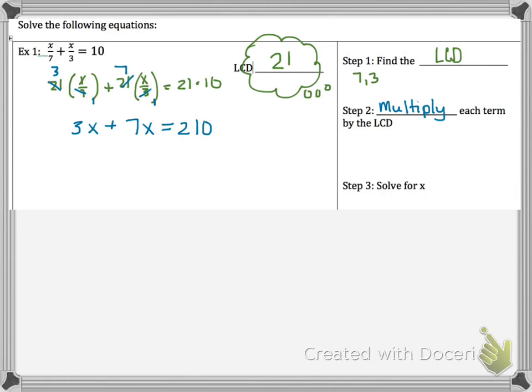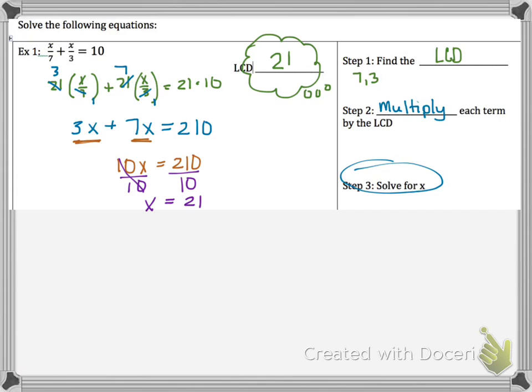Then you're just doing step 3, solve for x, and of course that is sometimes more than one step. We go through our steps for solving equations. We have like terms to combine, and that gives us 10x is equal to 210. Then we can divide both sides by 10 or multiply both sides by 1/10, and that is going to give us x is equal to 21.